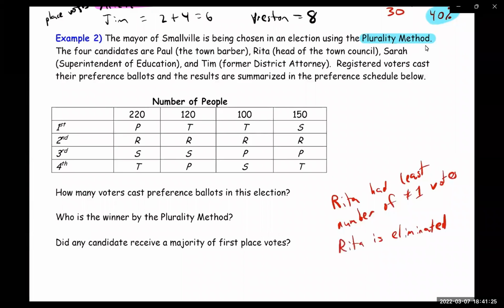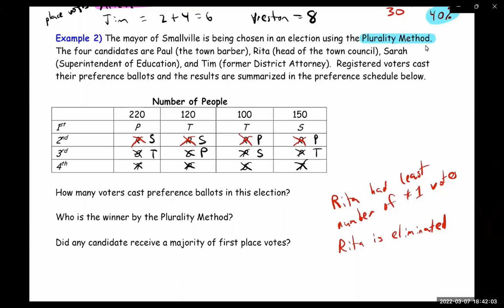So let's eliminate Rita at all levels. So Rita's gone, gone, gone, gone. She only got second place votes. All right, so now you have to readjust everybody. So now Sarah moves up to second place and Tim moves up to third place. Sarah moves up to second, Paul moves up to third. Paul moves up to second, Sarah moves up to third. Same thing, Paul moves up, Tim moves up.